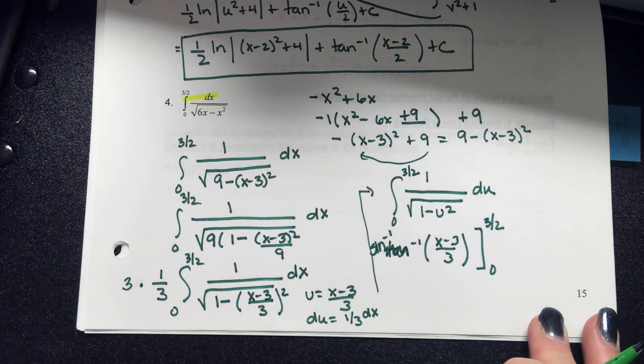It's a toss-up whether or not you want to change your bounds or leave them in terms of the original bounds and then just replace u with that original u sub. You can get the same answer either way.